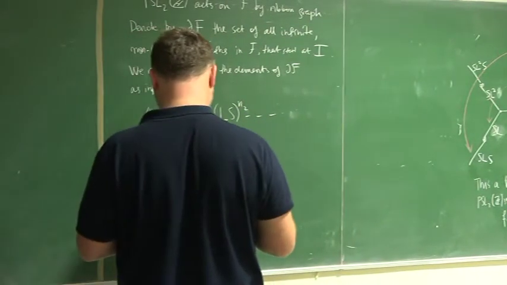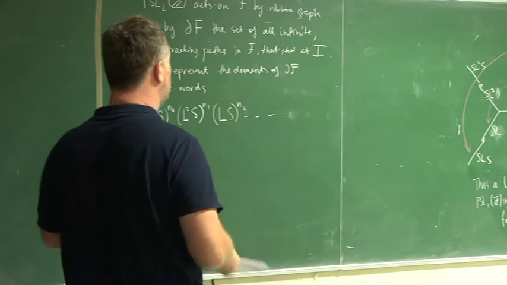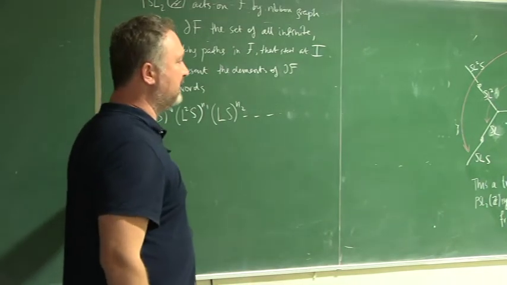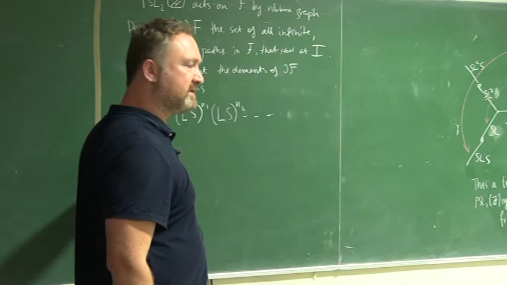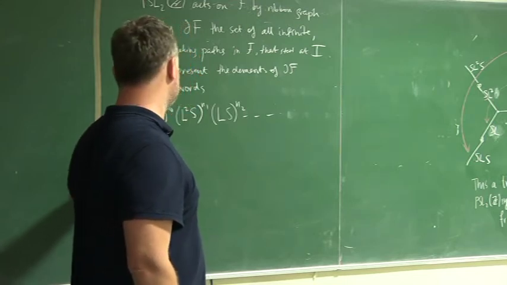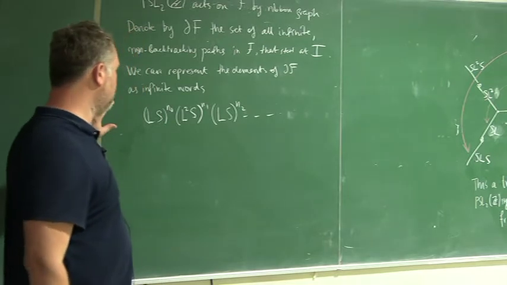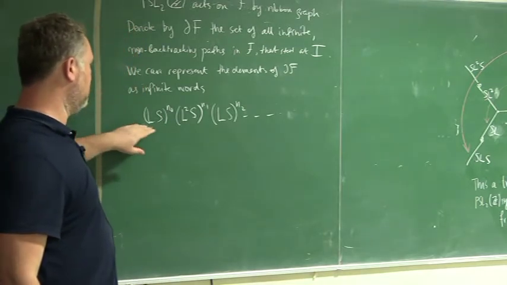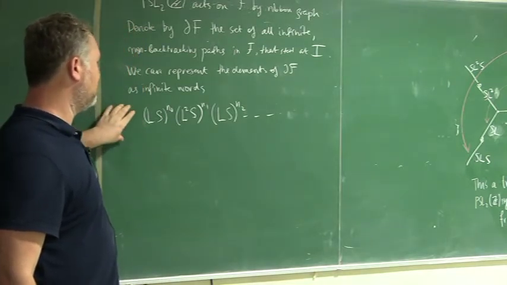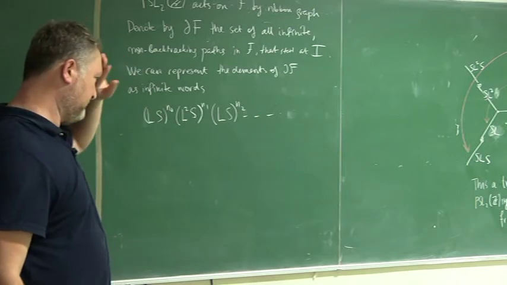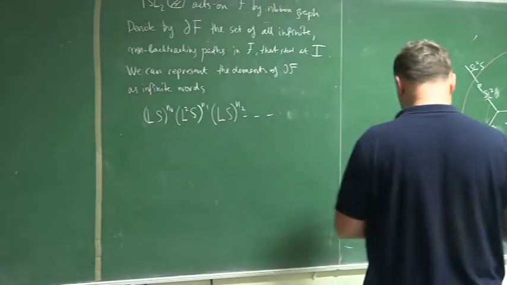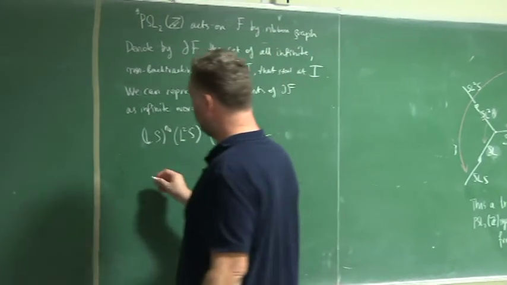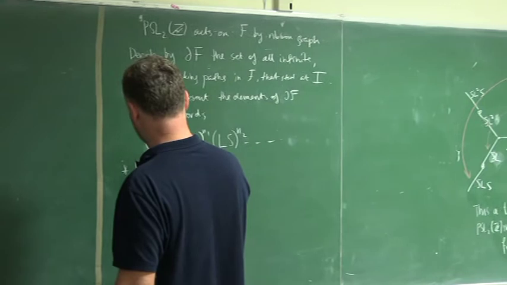And we also see that the group PSL2Z, just as it acts on the tree, acts on the set of such paths by precomposition. That is to say, an element of PSL2Z is a sequence in L and S. We can put it here, and we obtain another path of the same kind. And this is a well-defined group action on the boundary of the tree.